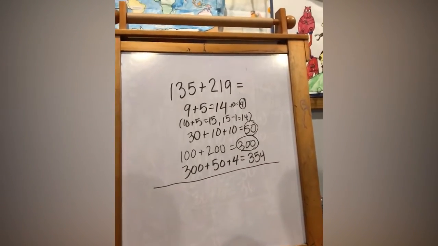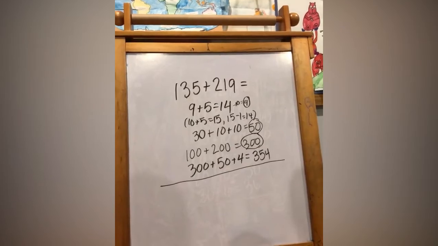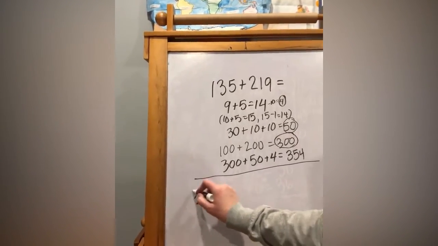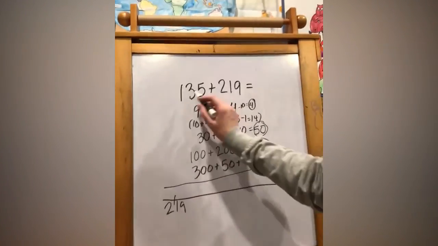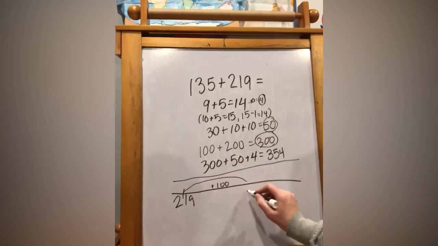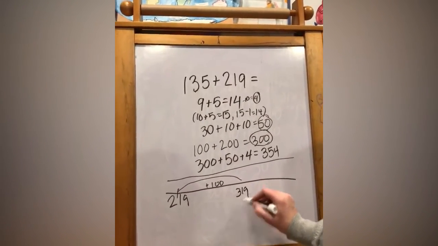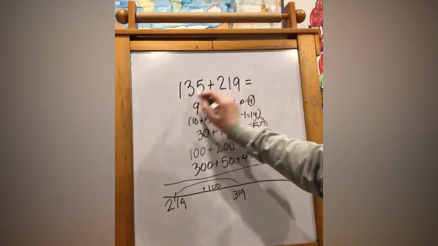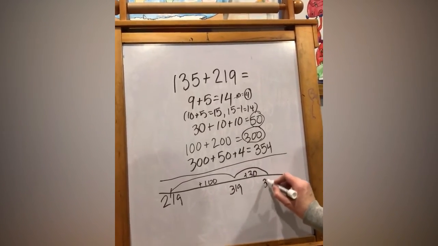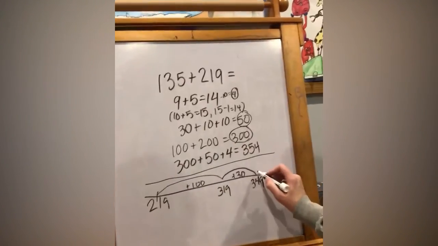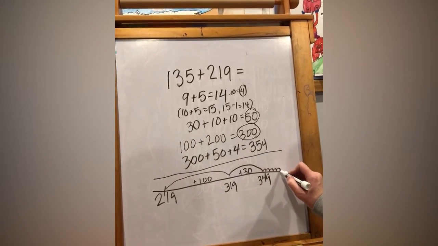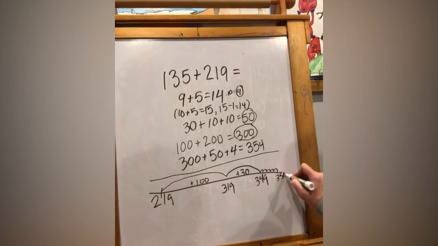Okay, my strategy was, I was thinking of it more on a number line. I was thinking if I had started at 219 on a number line, and then if I added 100 on my number line, that would take me to 319. Then I thought, what if I added 30 to that? That would get me to 349. And then I just had 5 more to go. So when I jump 5 at the end, 1, 2, 3, 4, 5, that gets me to 354.